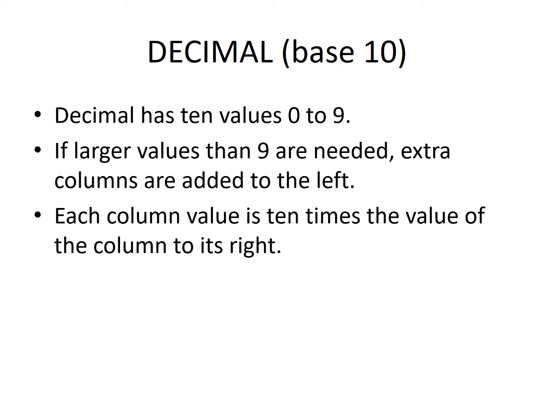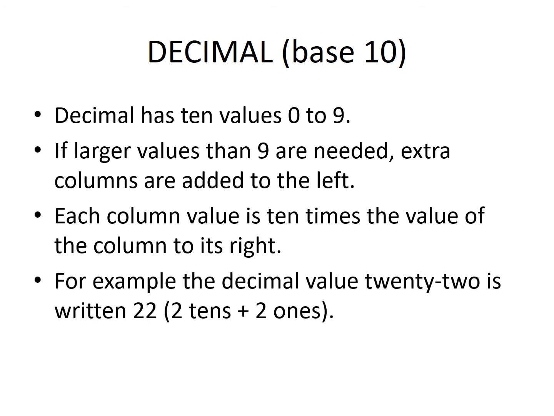So for example, take 22. In 22, first the LSB, the least significant digit, is 2 ones. The second 2 is 2 tens, in the left-hand side. So 2 tens plus 2 ones is 22. This is the expansion of this number. This is the decimal number system.